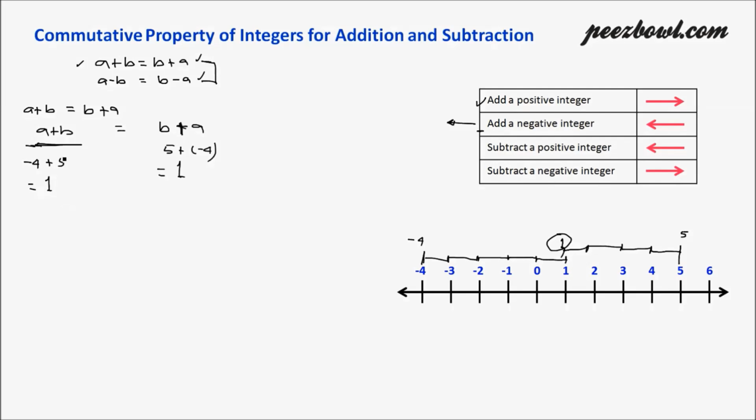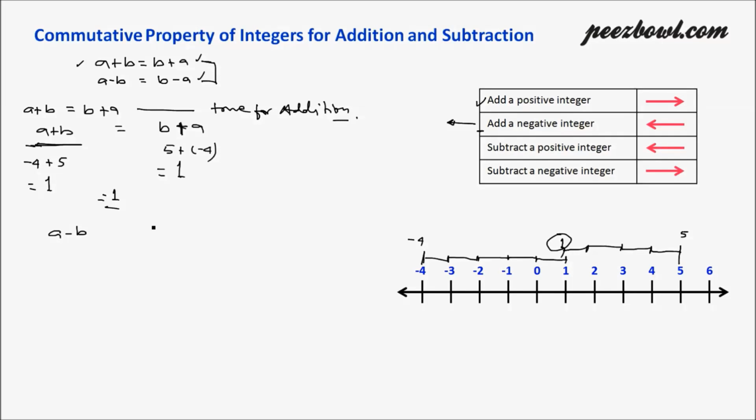So here we have found that a plus b is equal to b plus a. That means both a plus b and b plus a have the same value, that is 1 is equal to 1. That means the commutative property is true for addition. Let us check whether it is true for subtraction also.